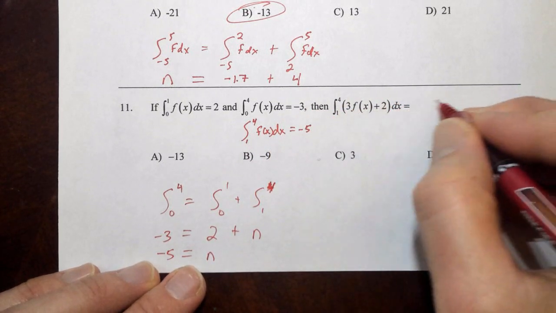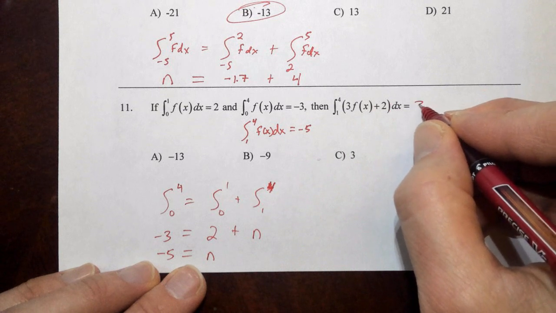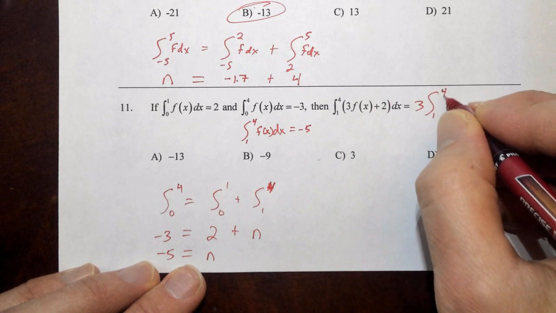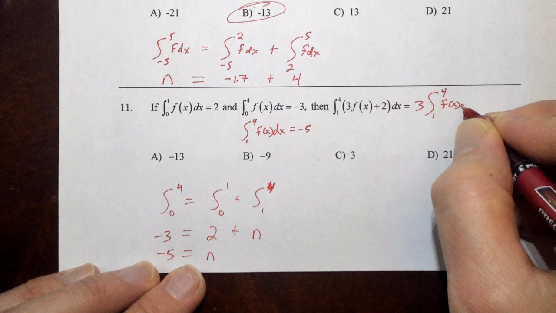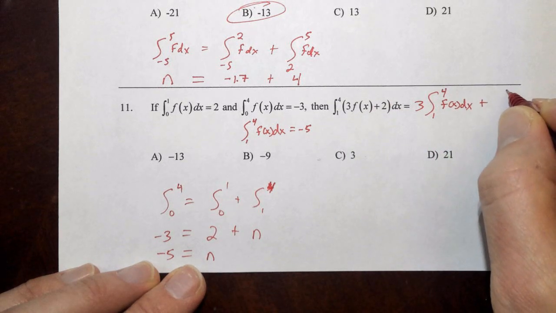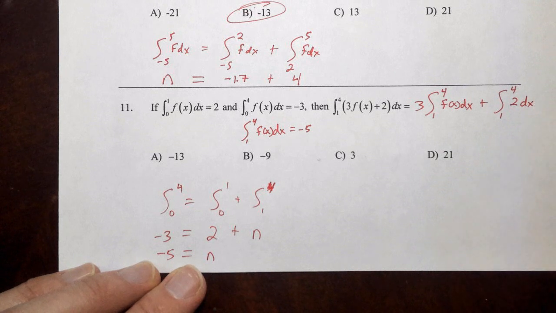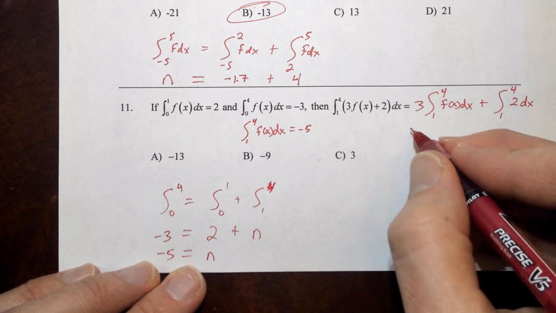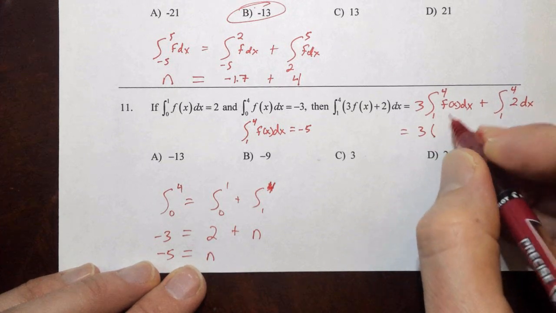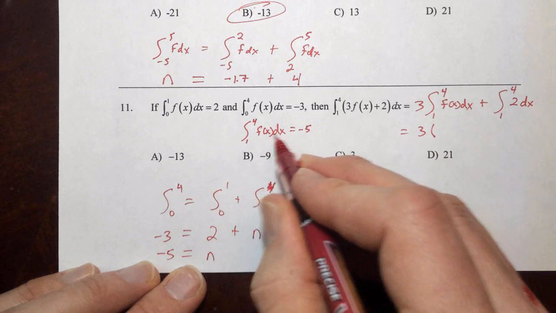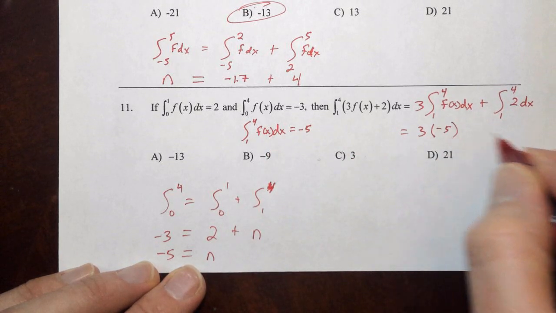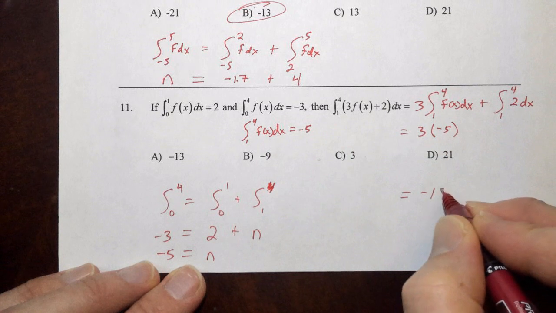So this integral right here, if we break it down, is 3 times the integral from 1 to 4 of f of x dx plus the integral from 1 to 4 of 2 dx. So what do we have? We have 3 times the integral from 1 to 4 of f, which we just calculated to be negative 5. All right, so that's going to be negative 15.